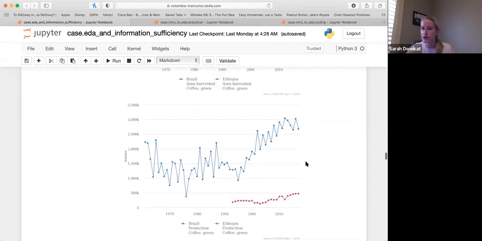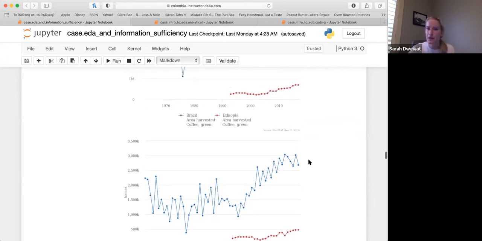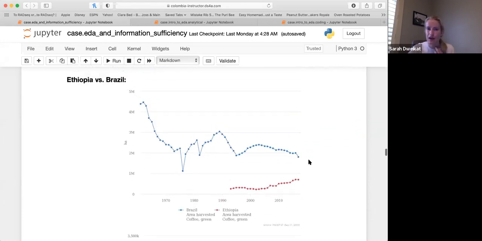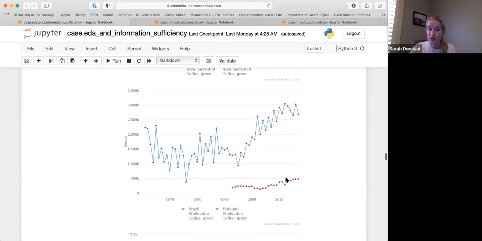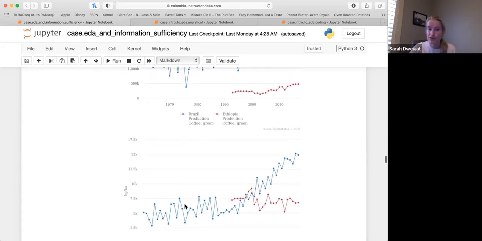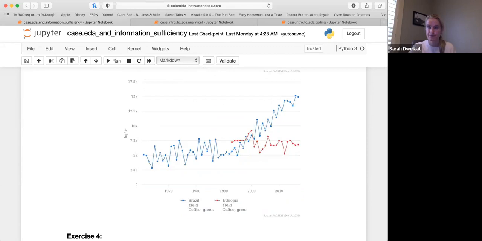I understand very good points have been made about confounding variables and other things to think about. For this case, just think about these numbers, this data that we have. I'll go back to the top and remind you, we were comparing these three graphs, looking at this time period for Brazil versus our red here for Ethiopia, where Ethiopia is now, for amount of coffee produced and for yield.